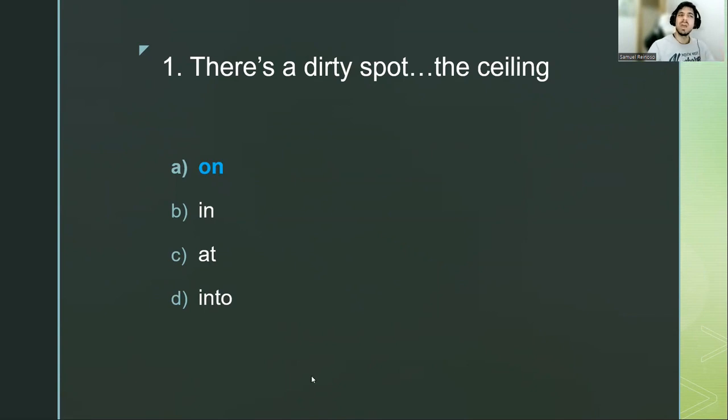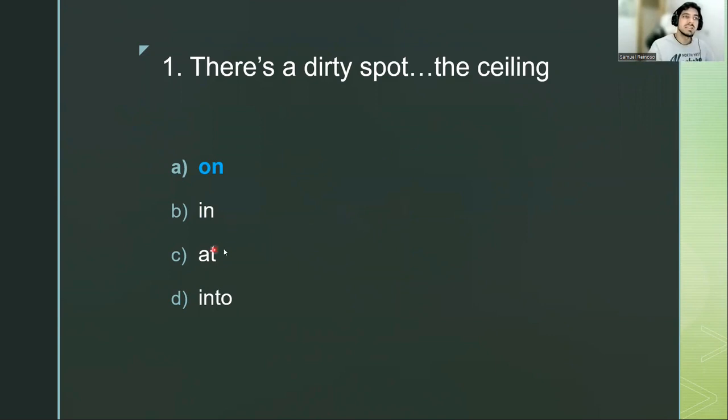But why? Why is not correct in the ceiling or at the ceiling? Even into the ceiling. Okay, into is a preposition of movement. So we use into when we go from one place to another, inside one place. So we are outside. Let's imagine that we are here and we go into the room, for example. But that is not the case. We have a room and the spot is on the ceiling. It's not into the ceiling, right?